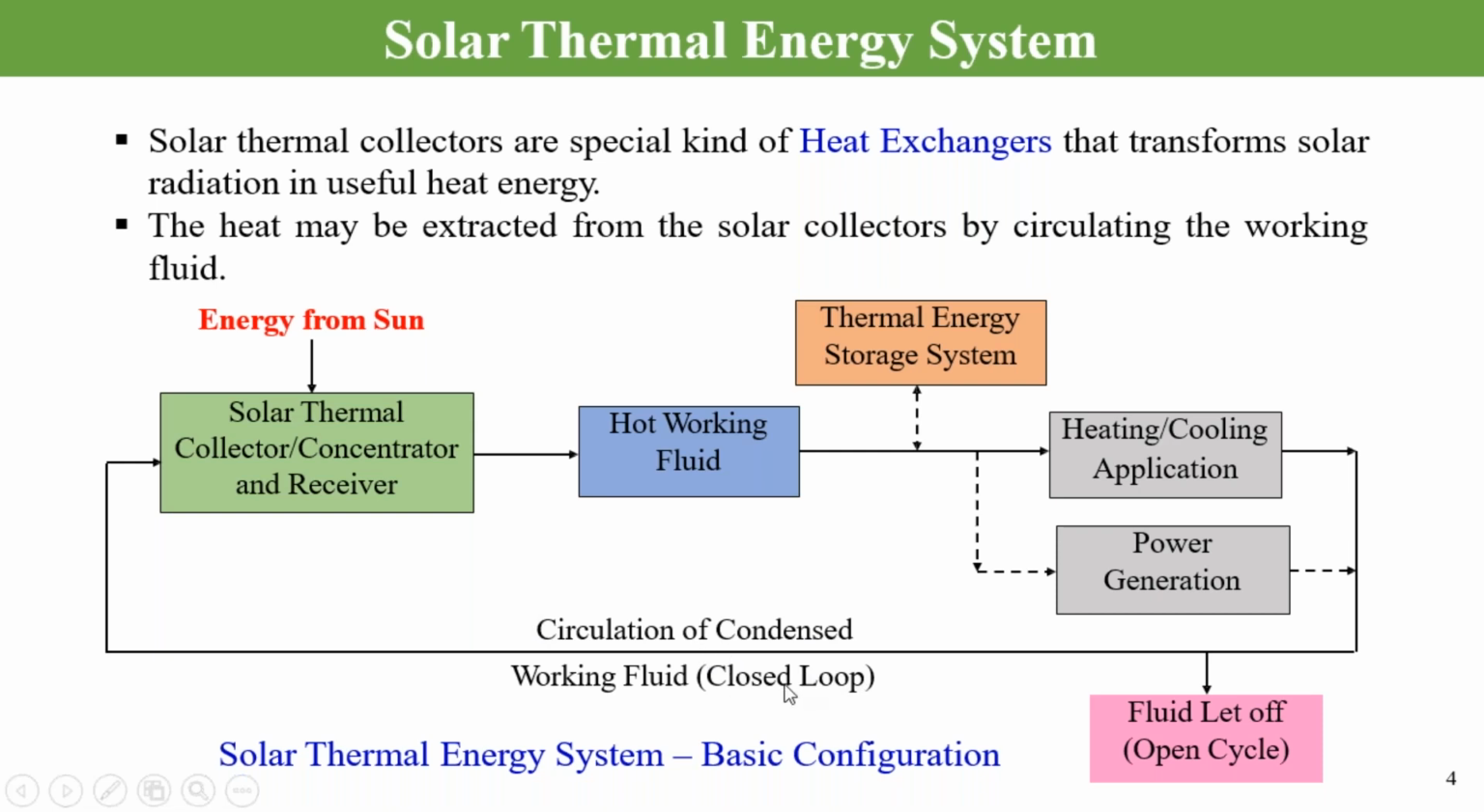There are two types of cycle you can see from here. One is the closed loop cycle, and the second one is the open loop cycle. The case of a solar water heating system is just like an open system, because the water is let off. We are just using it, and it is not returned back to the system. For power generation or cooling application, the working fluid goes throughout this circuit.